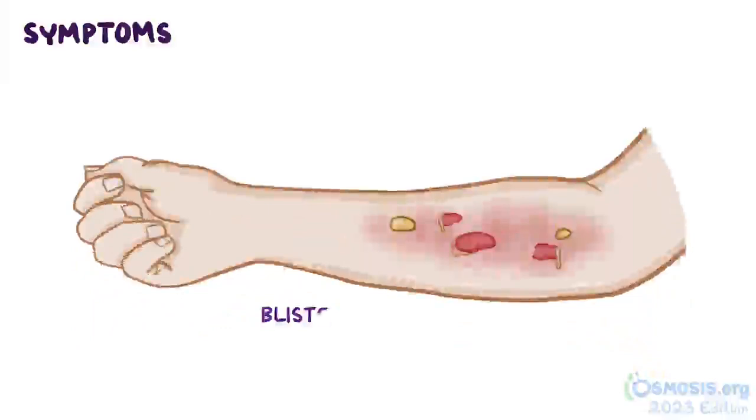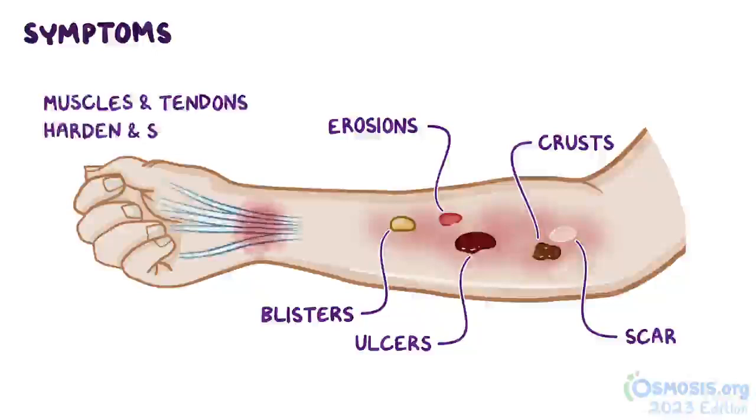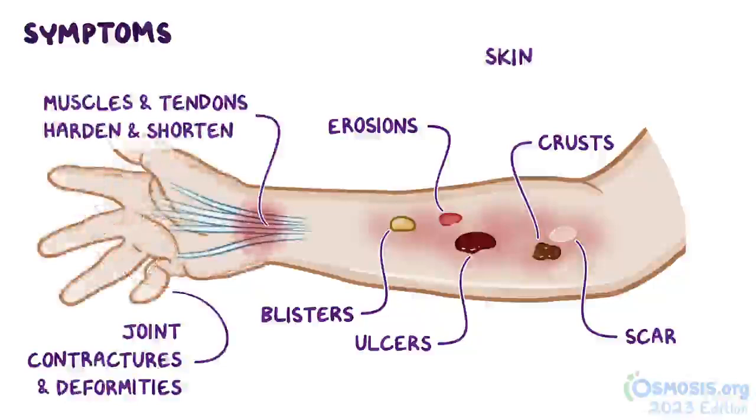Lesions start as blisters and then evolve into erosions, ulcers, and finally crusts that may scar. With repeated blistering, scar tissue can cause the surrounding muscles and tendons to harden and shorten, leading to joint contractures and deformities. The skin may also be painful and appear thin.